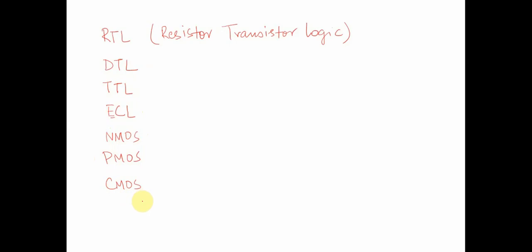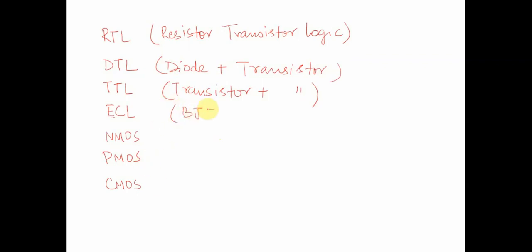Now, resistor transistor logic will have resistors plus transistor. This will have diode plus transistor. TTL is nothing but transistor plus transistor. Emitter coupled logic is nothing but it uses bipolar junction transistors, BJTs. And then we have MOS logic. This is N-type, P-type, and this is a combination of both N-type plus P-type.